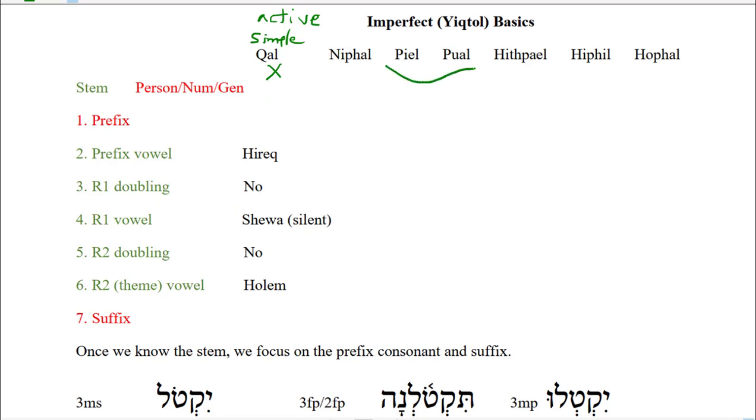The piel, pual, and hithpael are called the intensives. That's quite a broad generalization. Intensive can mean all sorts of things. It can mean intense in emphasis, it can mean intense in time, like over a long period of time, perhaps repetition. So the idea of intensive is a very general category, and it varies greatly depending on the meaning of the root and the context. And then finally we have the hifil and hofal. These are our causatives.